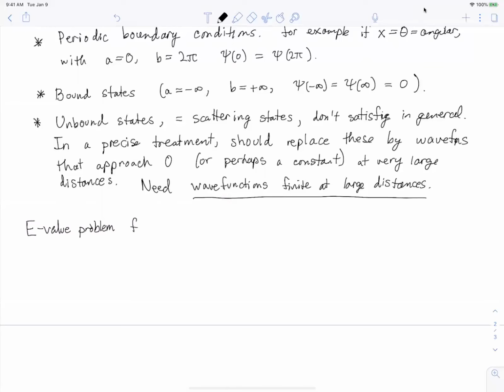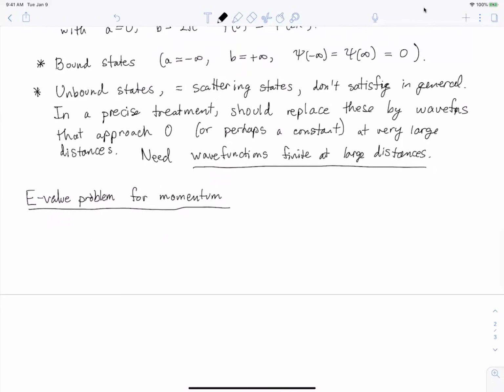So, the eigenvalue problem for momentum. We're doing this all in one dimension, but at the end, we'll talk about how to generalize this to 3 dimensions, where actually generalizing it to 3 dimensions is pretty easy. So what's the eigenvalue problem for momentum?